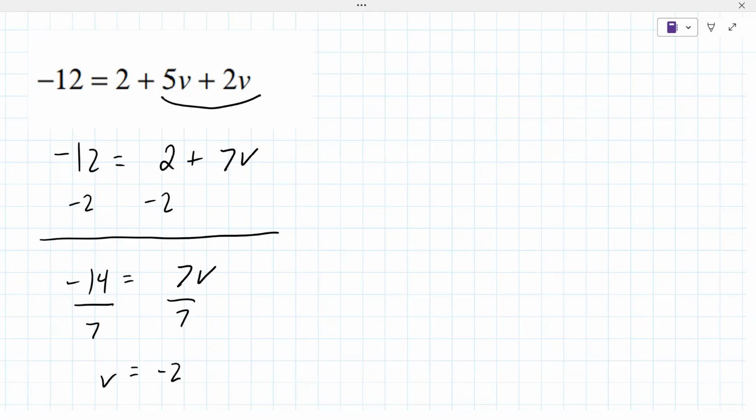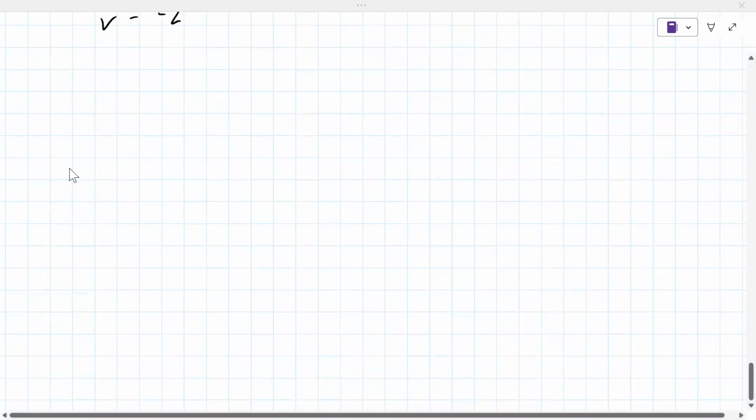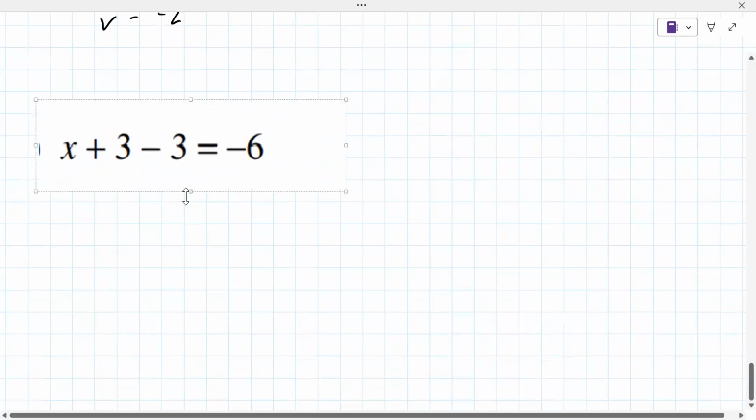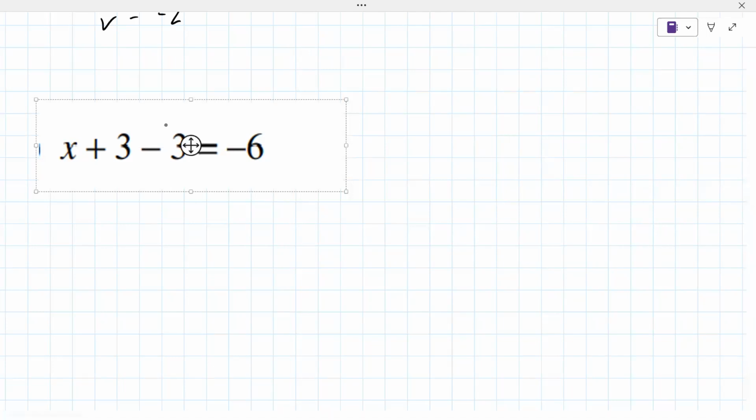All right. So now you can also combine numbers, and we'll look at an example together. Like terms are not just limited to variables. If you see two numbers on the same side of the equation, you combine those first. And that would be x equals -6.